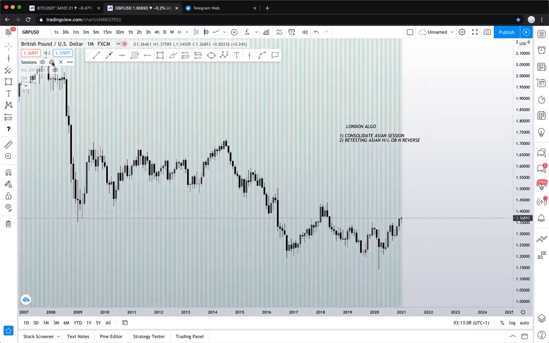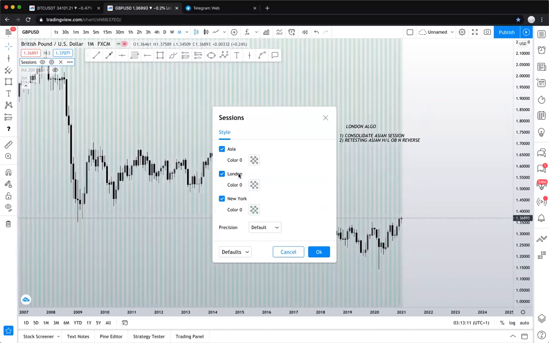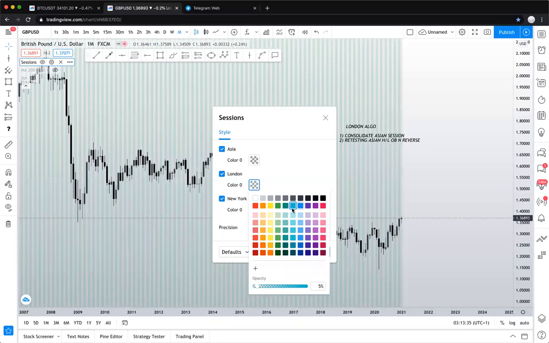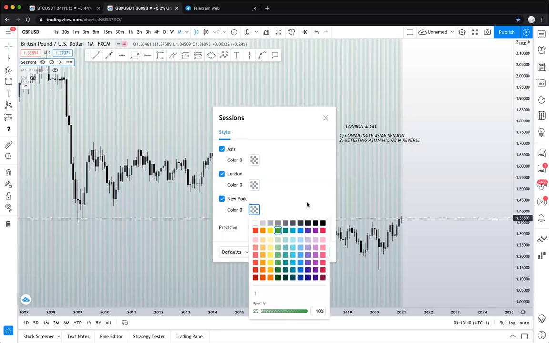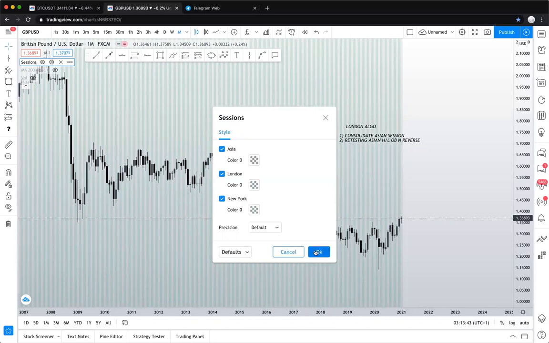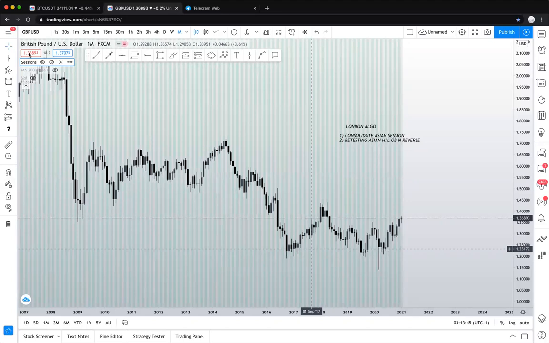Now, in the settings of your sessions indicator, you'll see three options: the Asian session, the London session, and the New York session, with the column that says color zero, color zero, color zero. That means they want you to set each session's trading color. For instance, my Asian session is set to gray, and my London session is set to a different color, whatever color you want. Basically, those are the three settings I use, nothing more, nothing less.